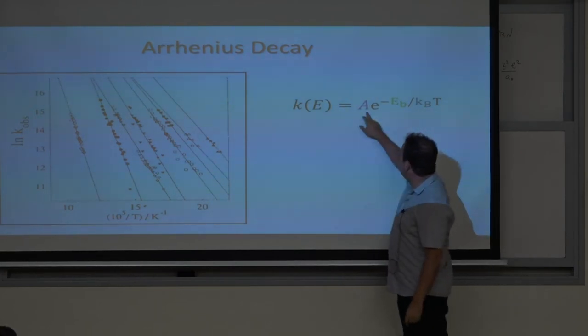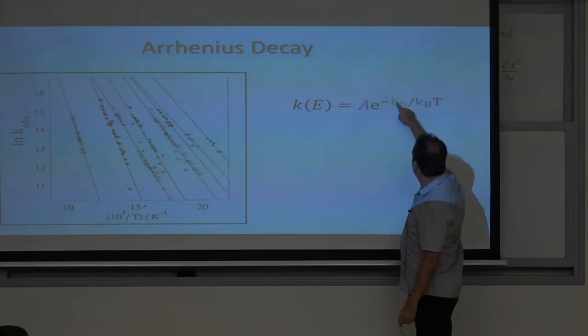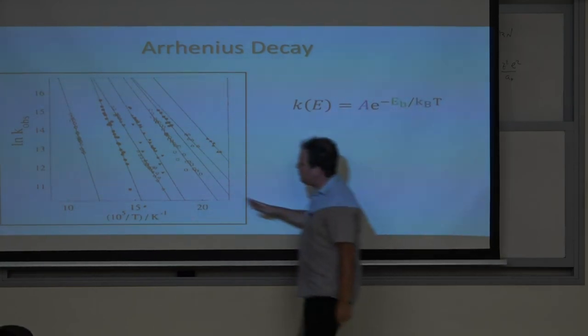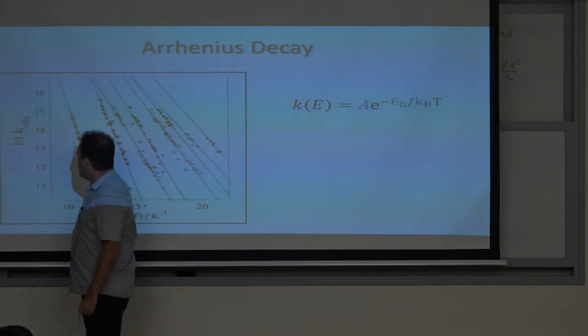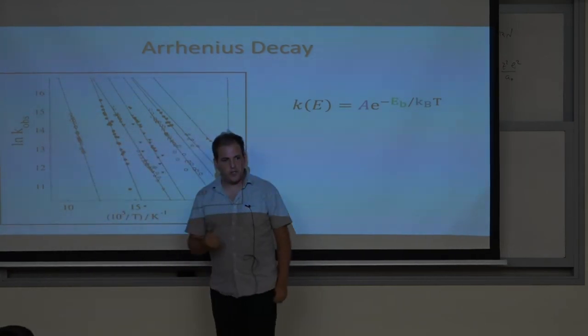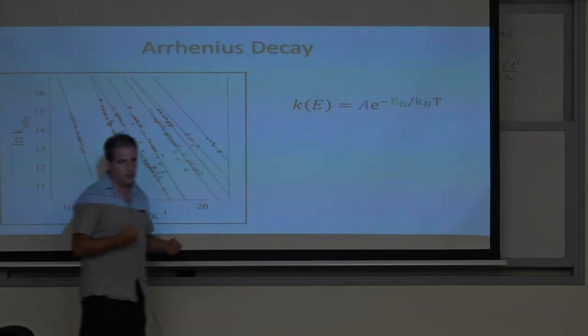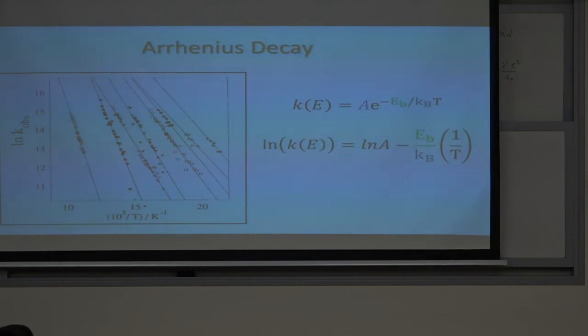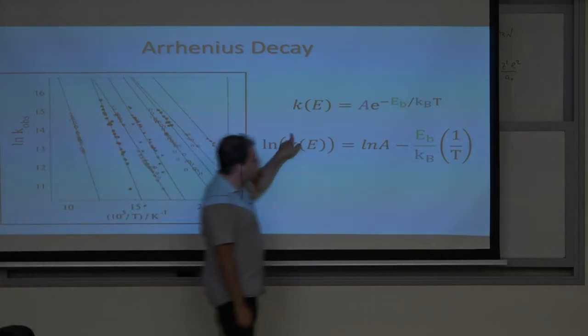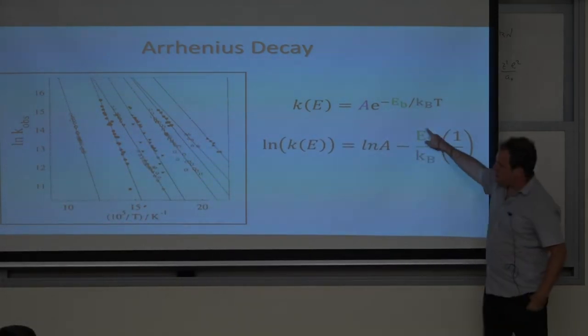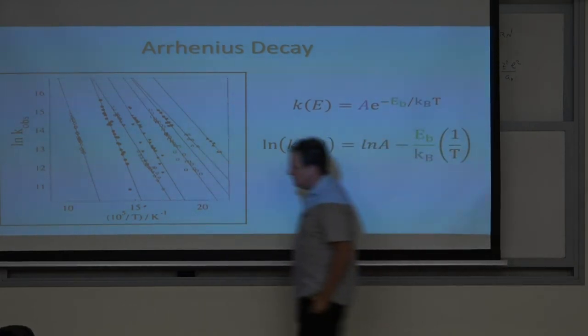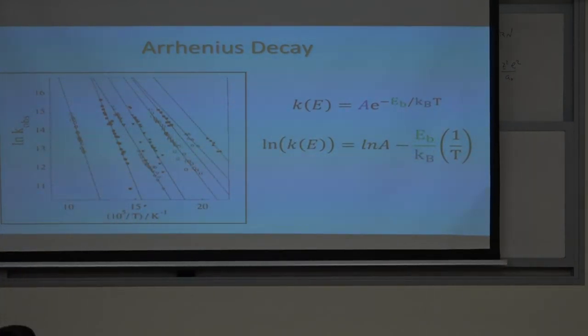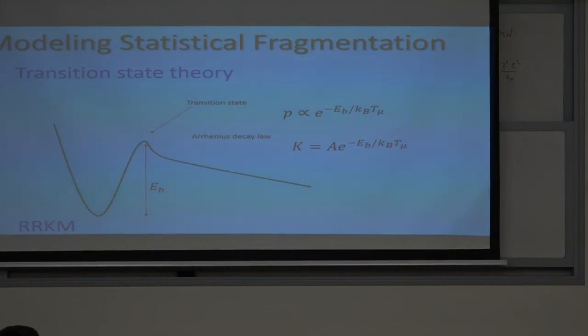So when you take ln of both sides, it will be ln A plus E_B terms, so the E_B will give you the slope. This is a nice way to measure the binding energy of a molecule. Okay, so by plotting ln of k as a function of 1 over T, the slope gives you the binding energy.